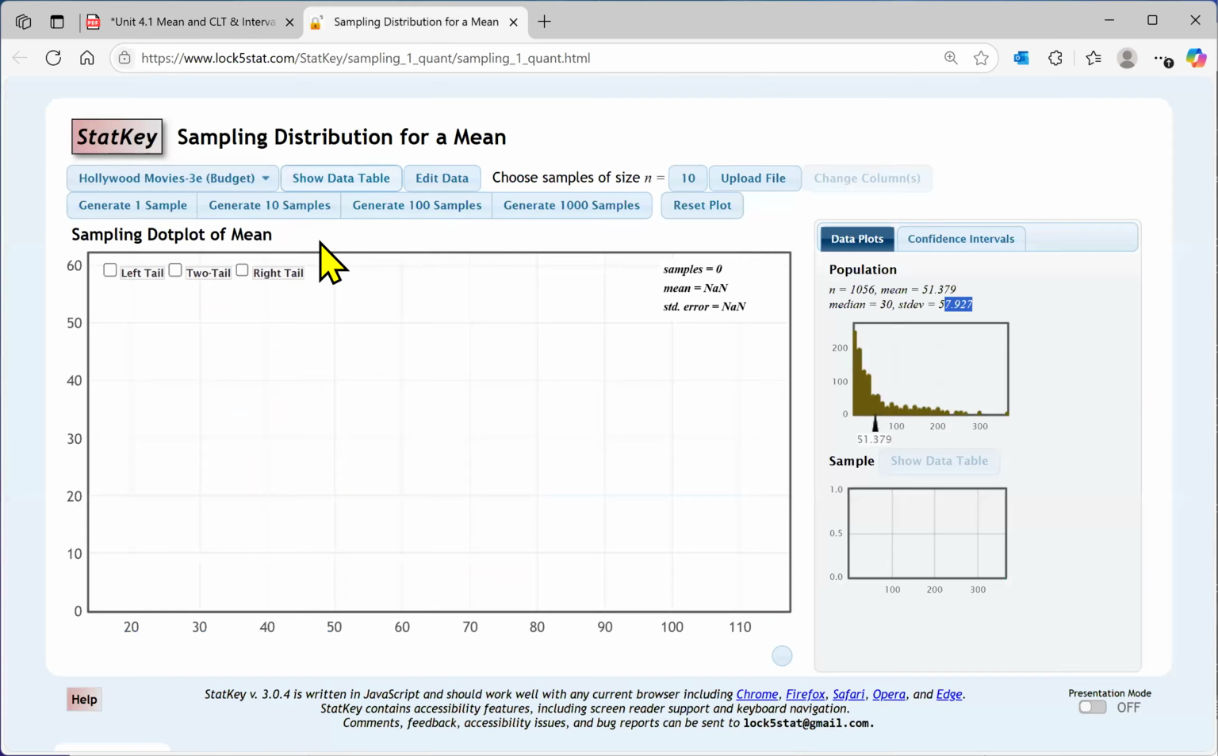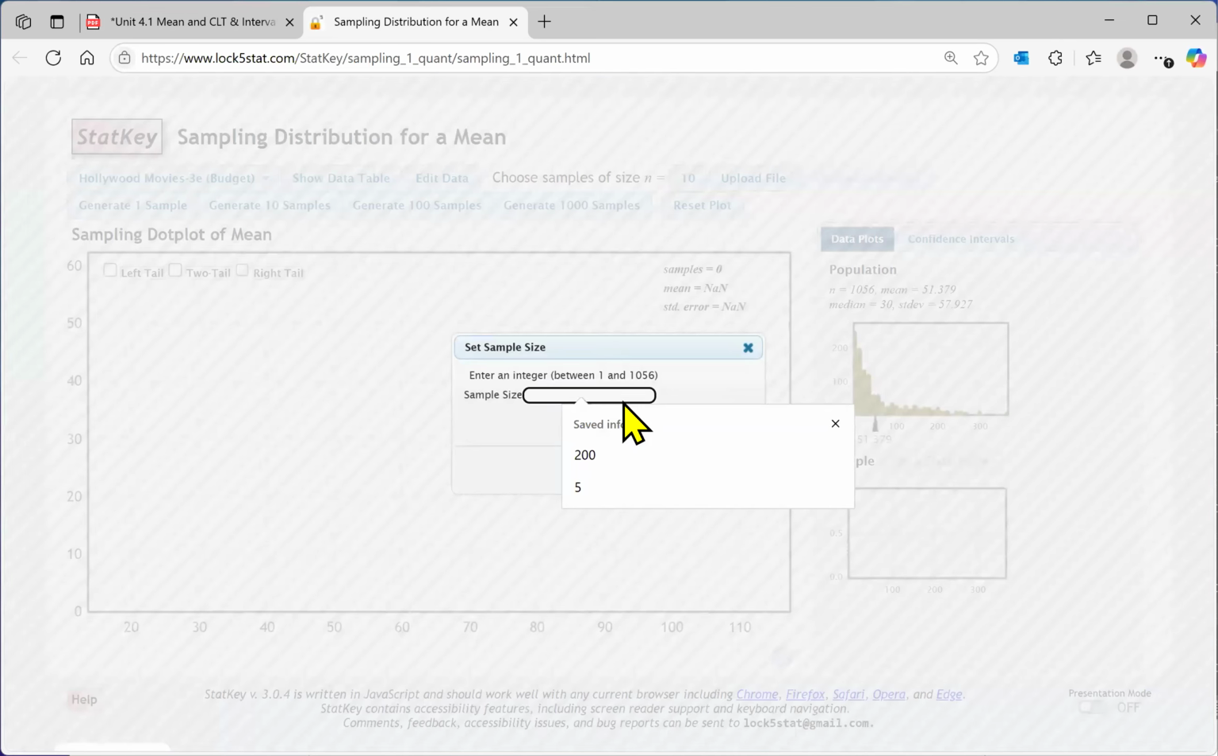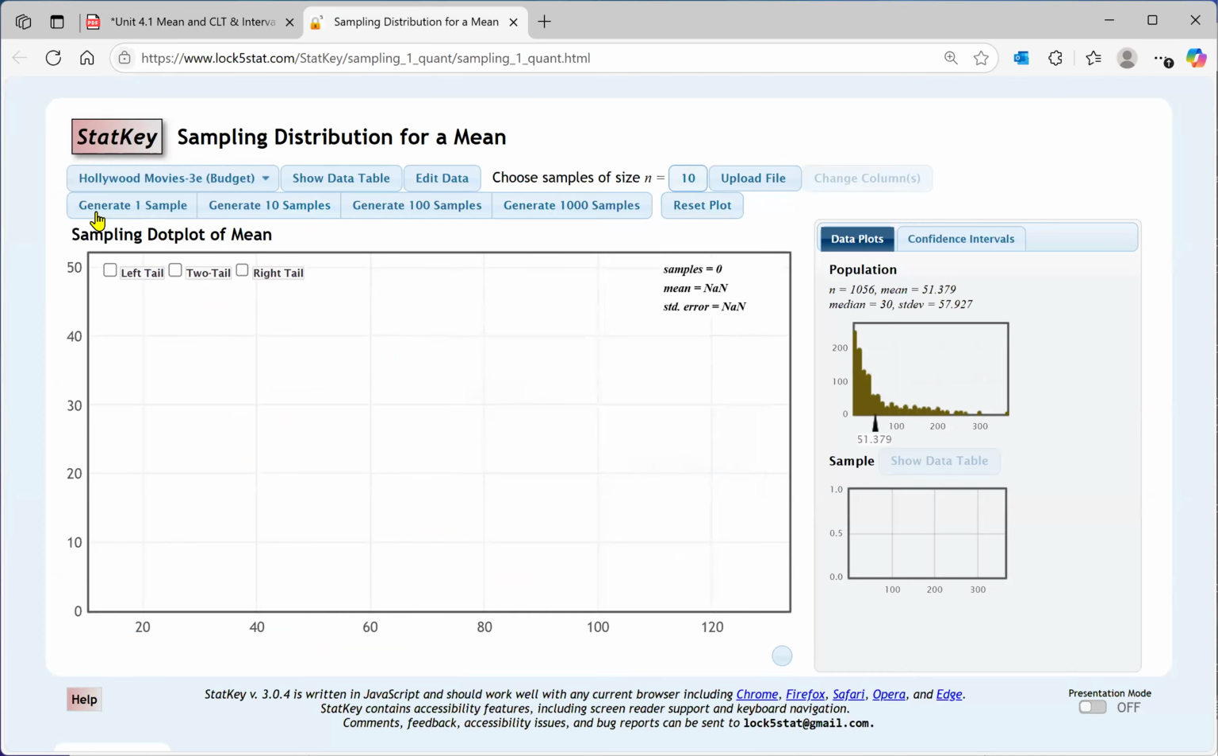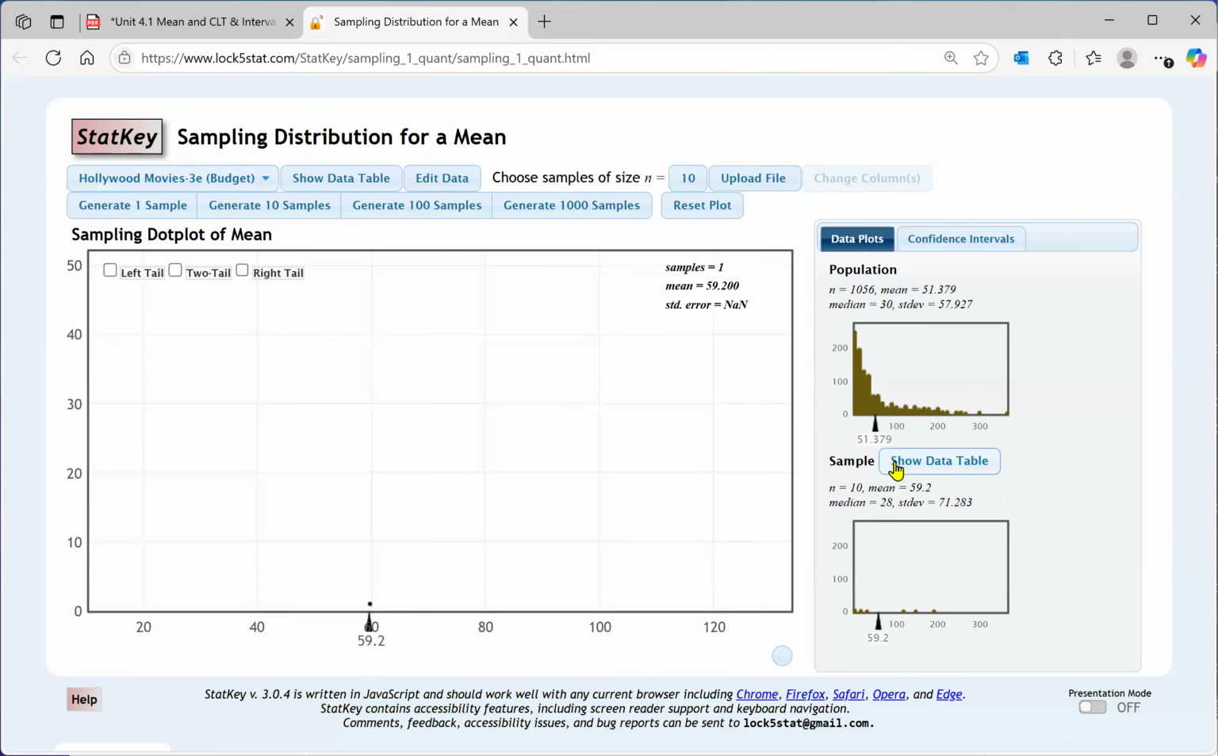Let's take samples of size 10. So here's my population, and I'm going to leave this at 10. So let's type in 10 right there. And then I'm simply going to take a single sample. So let's generate one sample so that you can see this. And then here is your sample information.